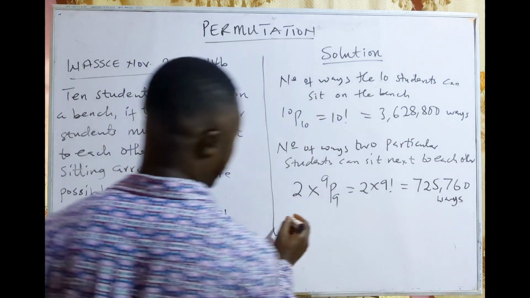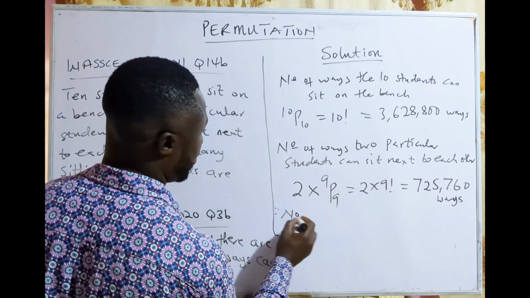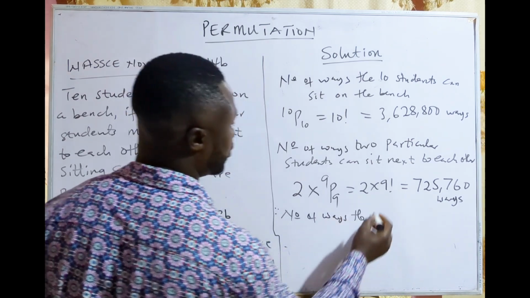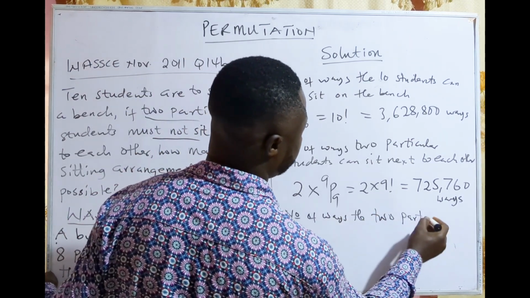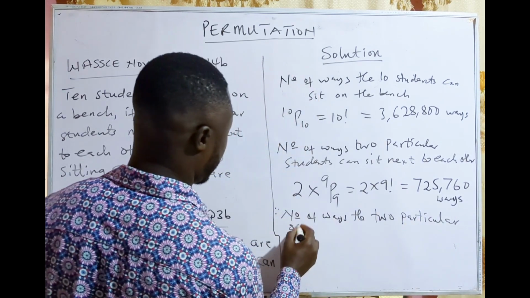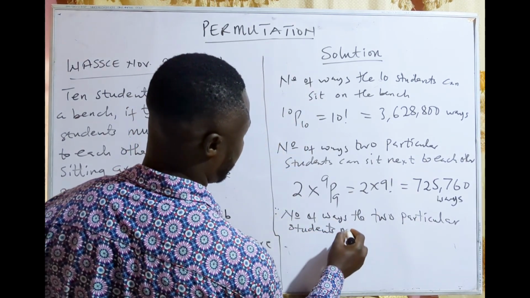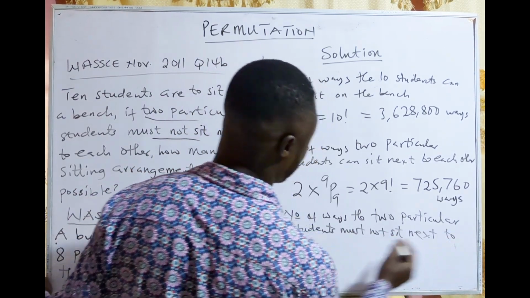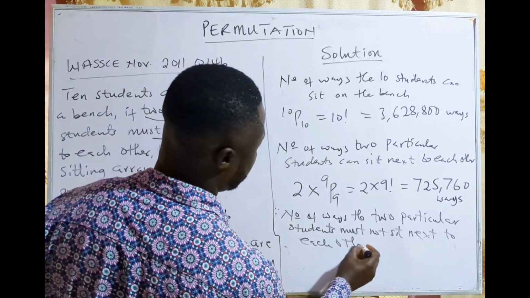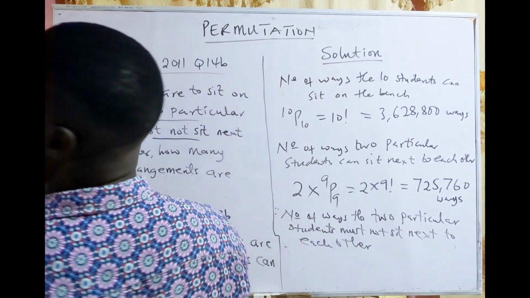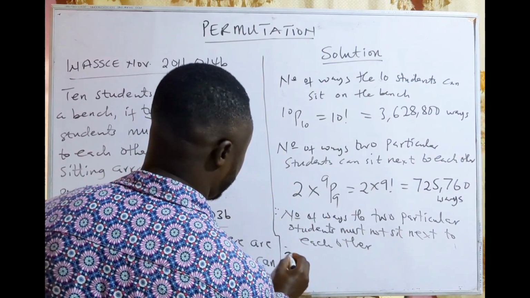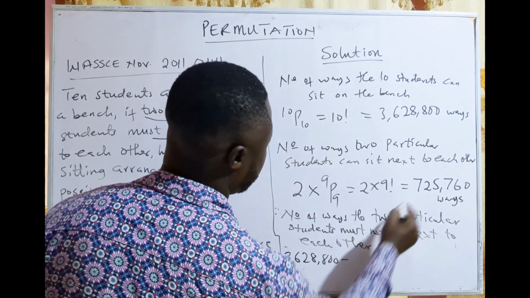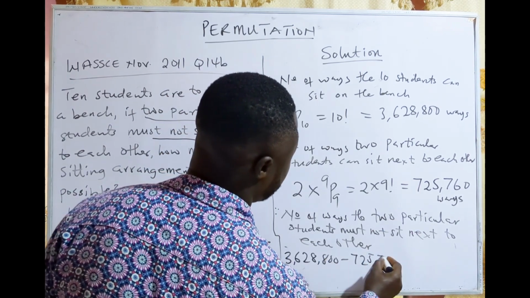Okay, so therefore the number of ways the two particular students must not sit next to each other, that will be 3,628,800 minus 725,760.